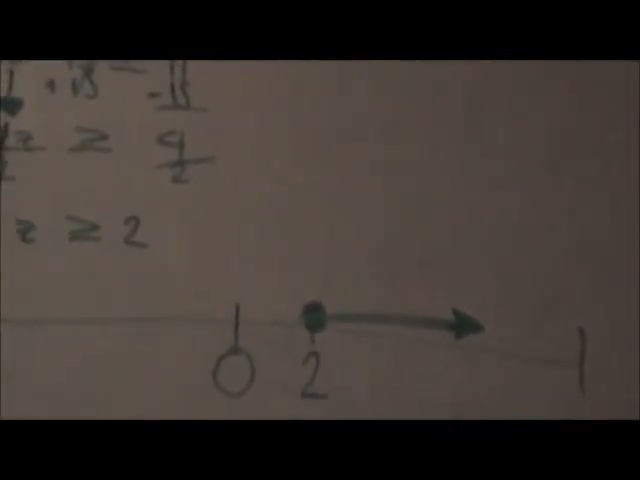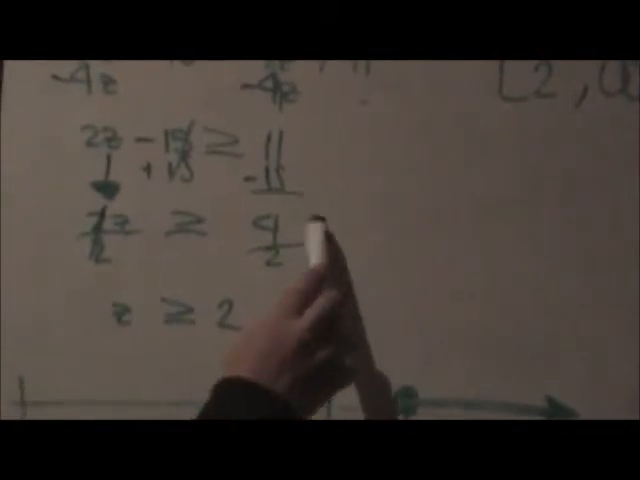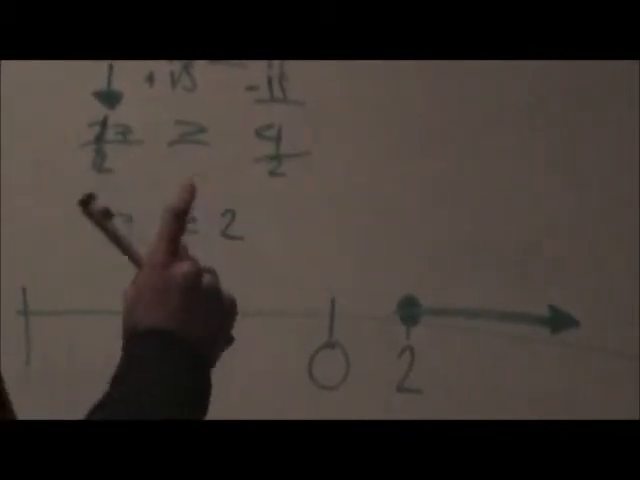So as well, here we don't have anything because we removed. Here is more than or equal to, and here is 4 divided by 2. The answer of 4 divided by 2 is 2. So z is more than or equal to 2. So now we pass to the line.